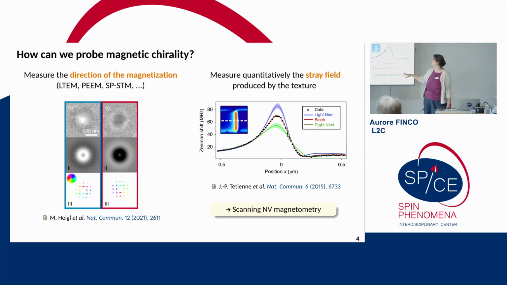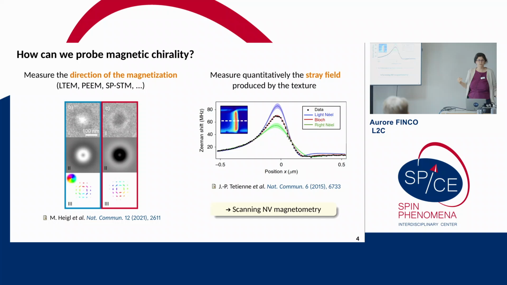So this was done, for example, here for domain walls some years ago, where you can see the black dots are the stray field profile above this wall experimentally. And here you find that your profile corresponds to a Bloch wall rather than a near right or near left domain wall. So with a stray field profile, you can find out the chirality and the internal structure, actually.